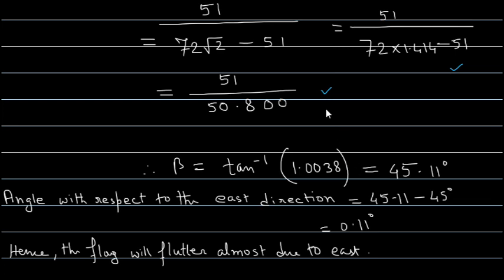Now beta is equal to tan inverse. Upon solving this thing, we got 1.0038, therefore beta is equal to 45.11 degrees. Angle with respect to the east direction is equal to 45.11 minus 45, that is 0.11 degree. Hence the flag will flutter almost due to the east.